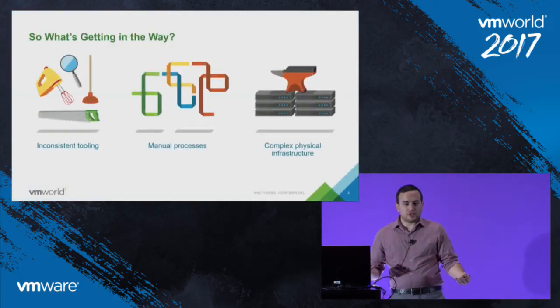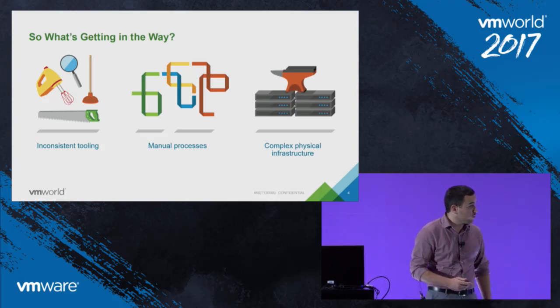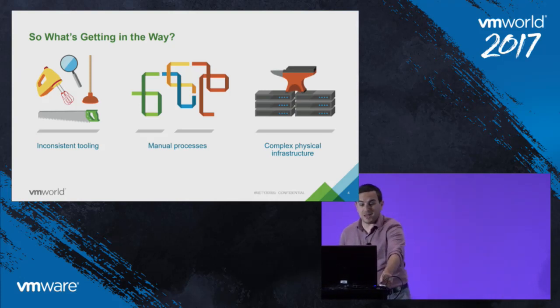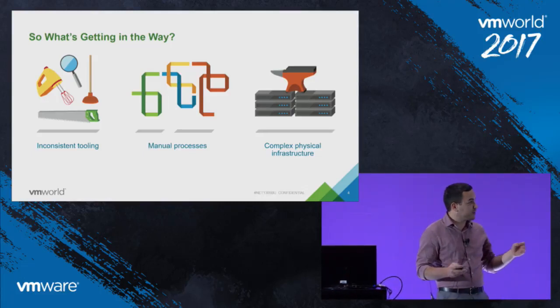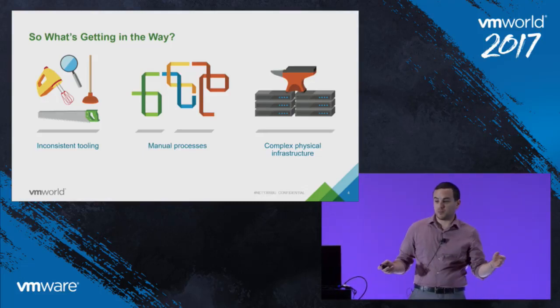So what's getting in the way of achieving this speed and agility and security and all of that? Well, the answer is, one, we have inconsistent tooling. Two, we have these manual processes that are slow. And three, we have this complex physical infrastructure holding us back.